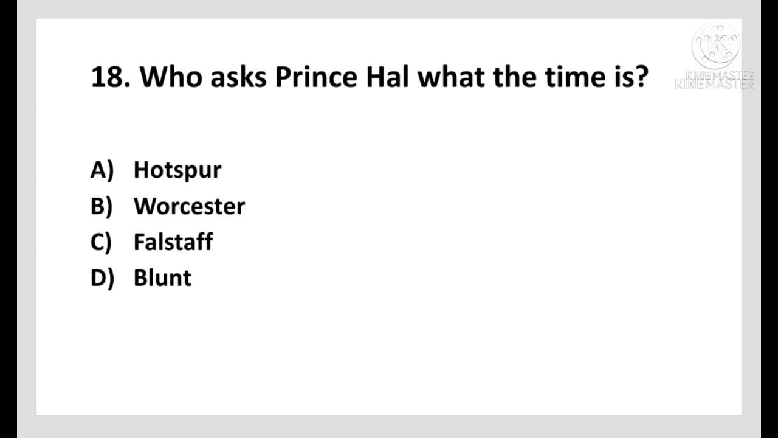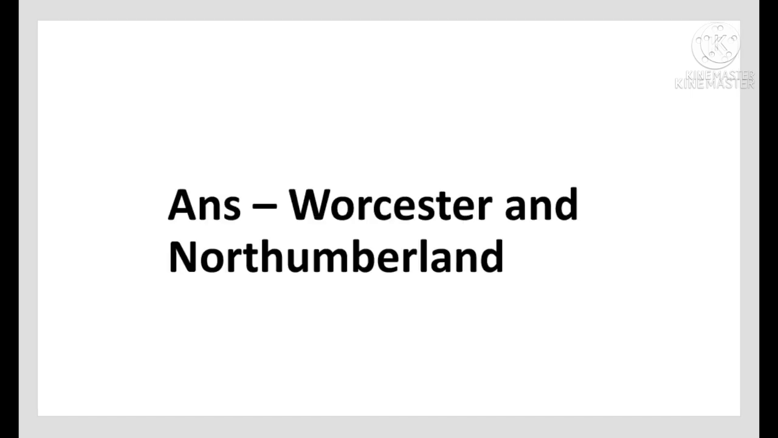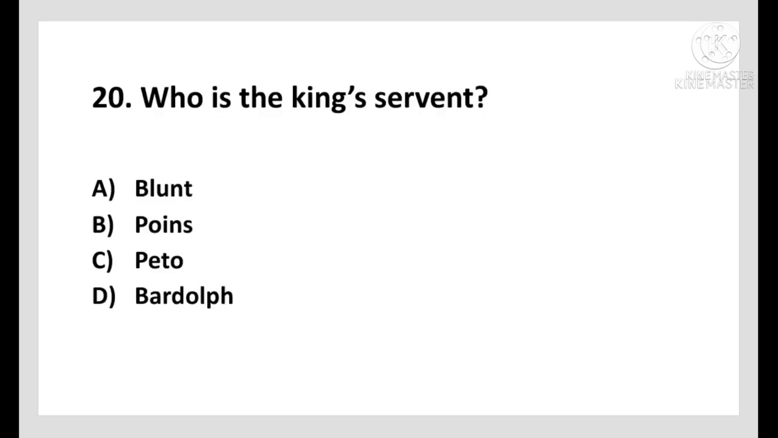Who asks Prince Hal what the time is? Hotspur, Worcester, Falstaff, Blunt. Answer: Falstaff. Who joins Hotspur in his plan to overthrow the king? Bardolph and Falstaff, Prince Hal and Poins, Worcester and Northumberland, Blunt and Falstaff. Answer: Worcester and Northumberland.